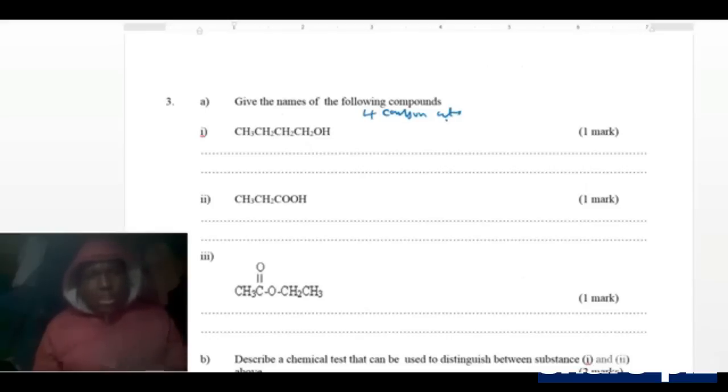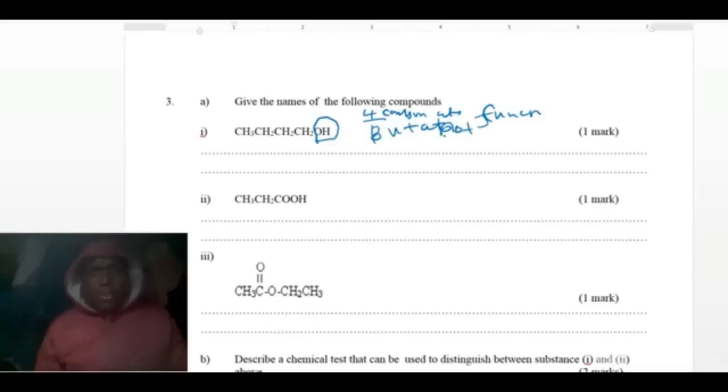So what will tell you what type of compound this one is? You look at the functional group. The functional group here is OH, and the OH is an alcohol. So if this is an alcohol, then which name is given for an alcohol with 4 carbons? Definitely it is going to be butanol, right? Butanol.